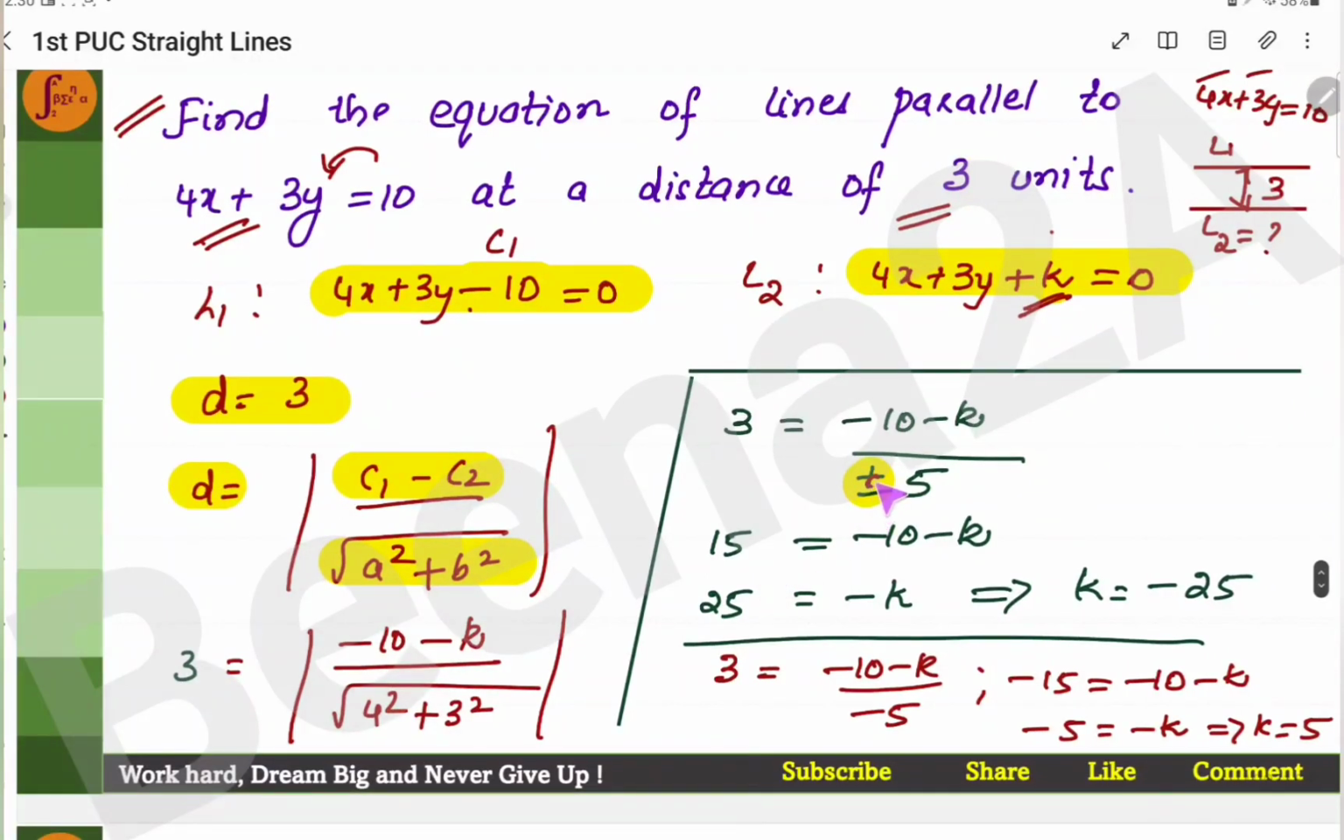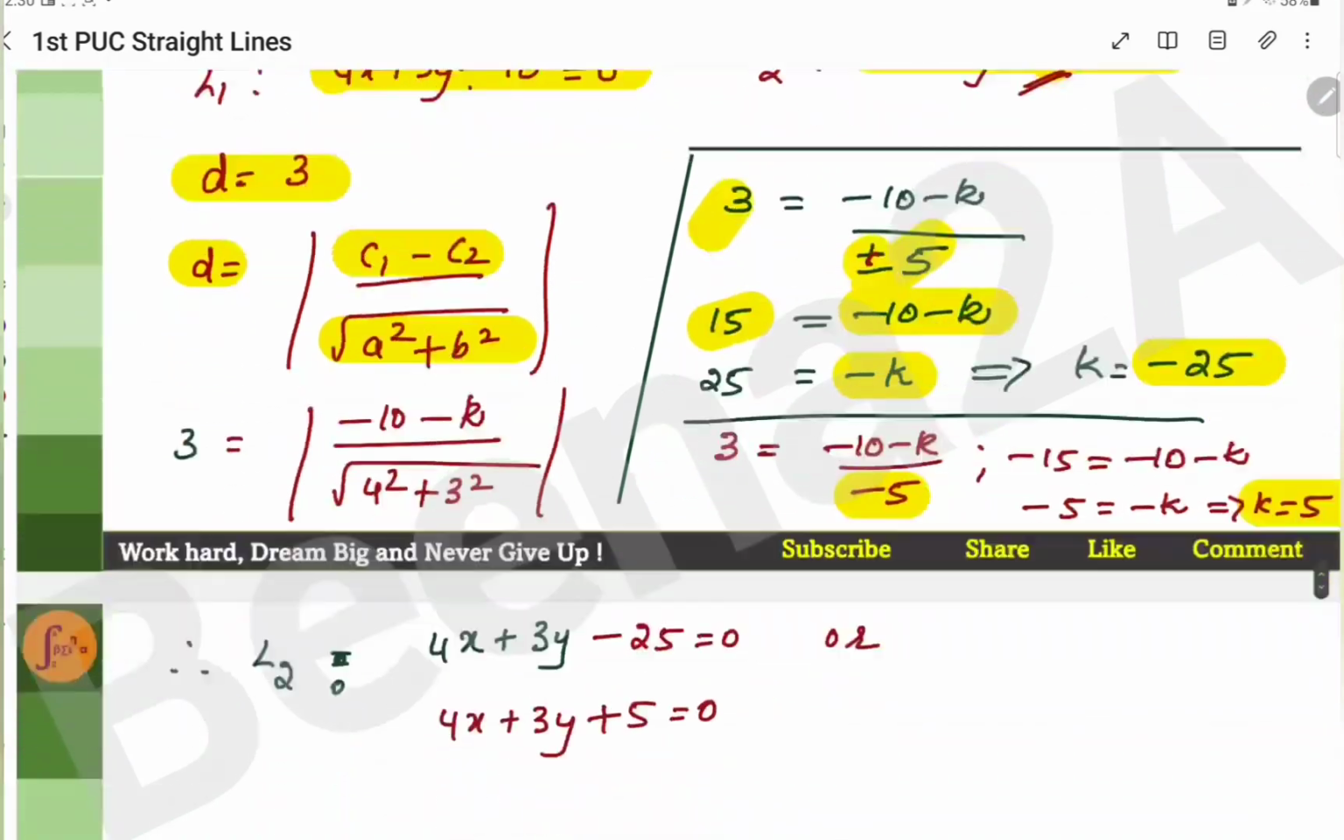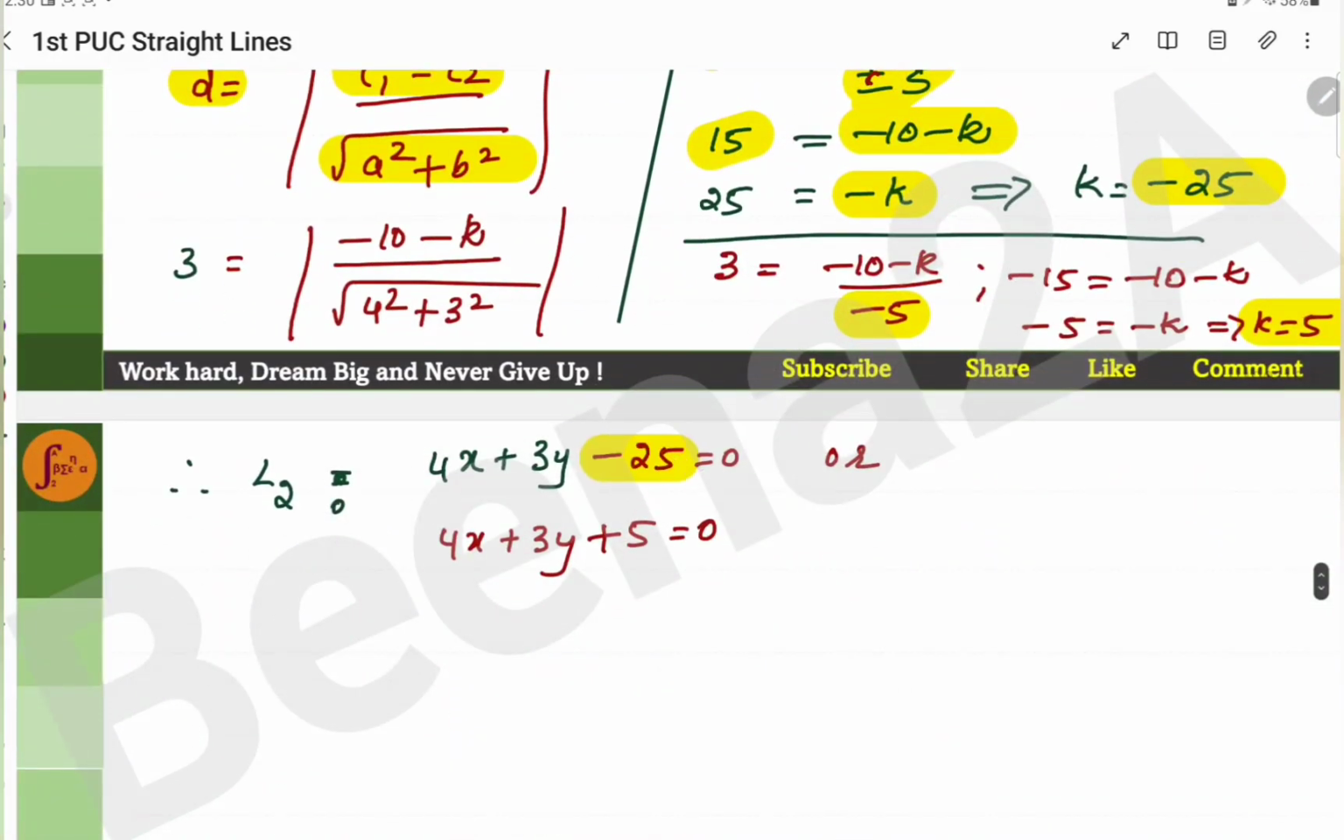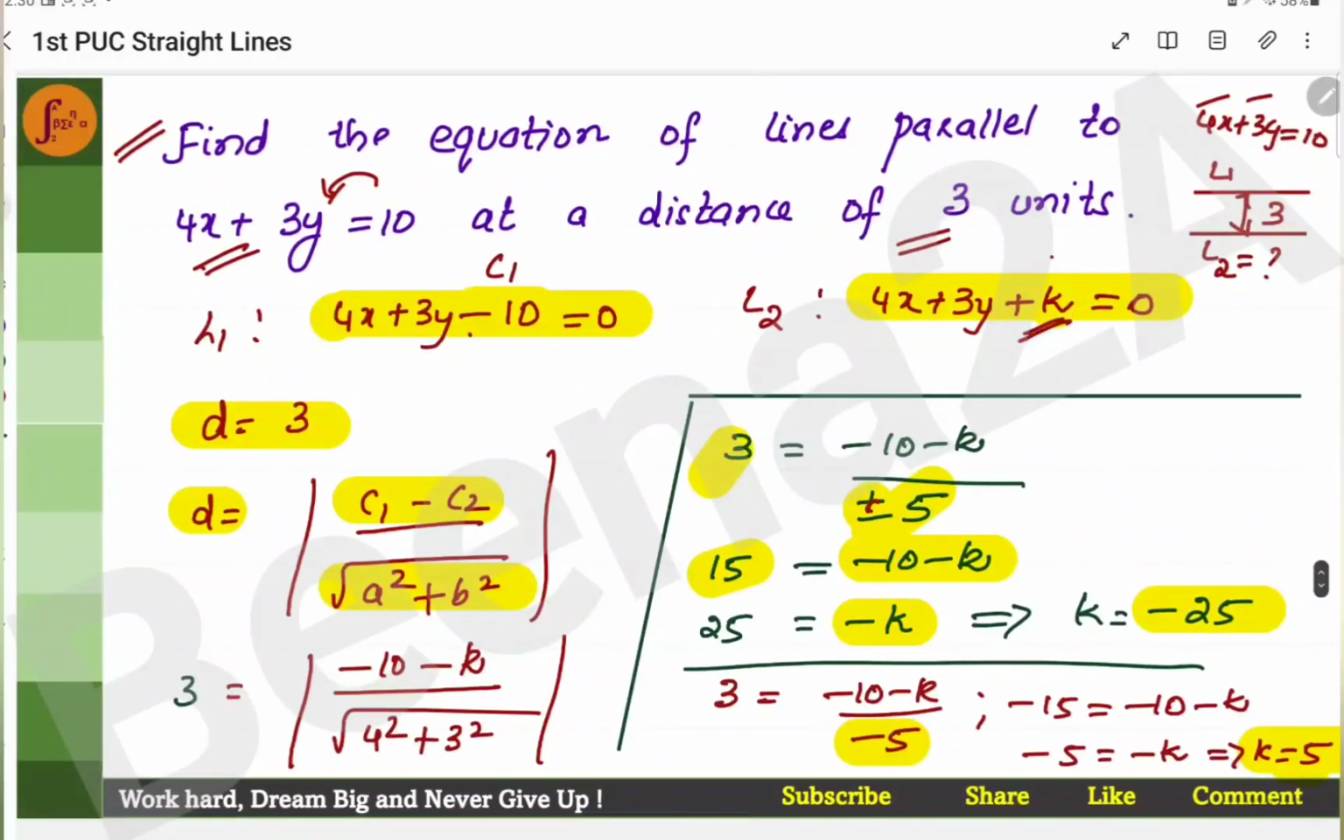So first you calculate with plus 5. Assume it's plus 5. So you simplify. 3 into plus 5 is 15. Right? Then you will get k as minus 25. Next time you do the same thing with minus 5. Minus 5. So you will get k as 5 here. So now you will get two equations. One with minus 25 as k and one with plus 5 as k. So two equations. So here instead of k, you can put plus 5 or minus 25.